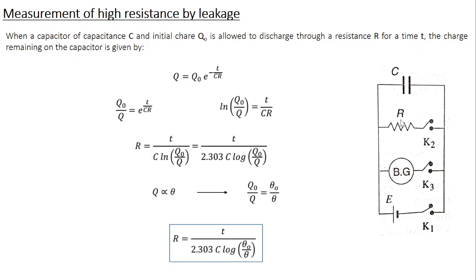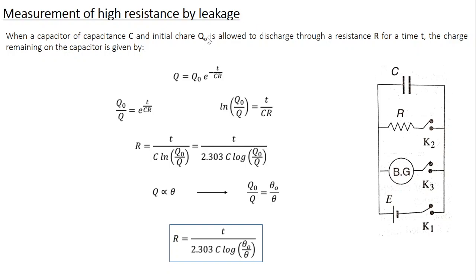You now need to allow the capacitor to discharge through the resistance R for a known time T. So for that, you open K1 and close K2. Now the capacitor is connected to the resistor. It gets discharged through the resistor for a time T. So when it gets discharged, the amount of charge stored in the capacitor decreases.